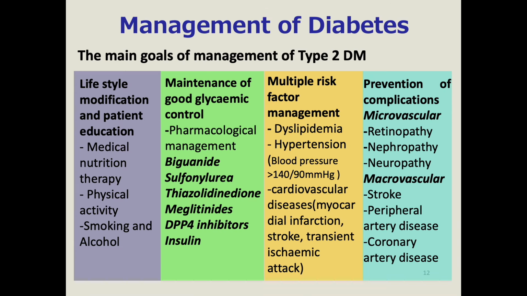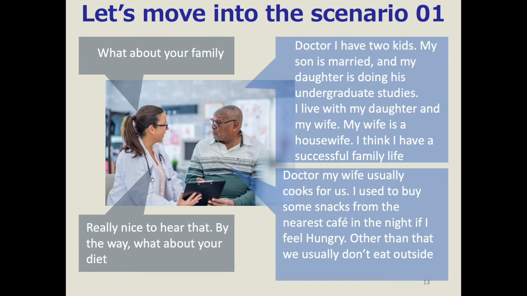This is the management of diabetes. It has basically 4 goals: lifestyle modification and patient education, maintenance of good glycemic control, multiple risk factor management, and prevention of complications. So what we are focusing on is basically this part, and I have discussed these things in the last lecture, so you can go through them if you are not familiar with this. Now let's listen to the conversation between the doctor and the patient.